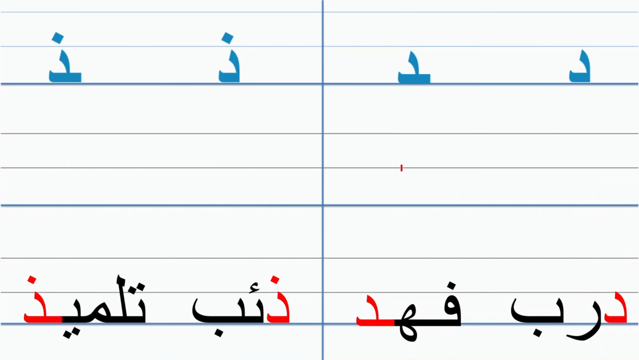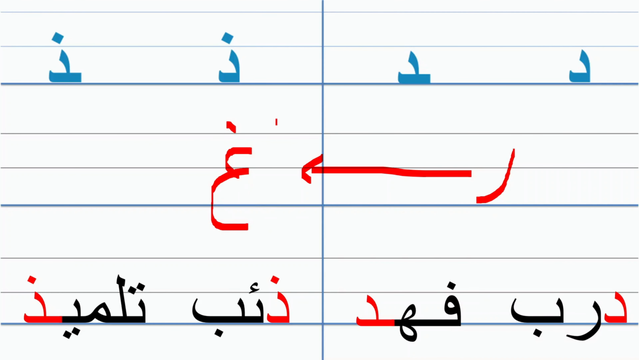And I think this is all for our lesson. In the next lesson, we will be having the letters from Ra until Ghain. So be ready for this, and I hope you can prepare and study what we have taken today.